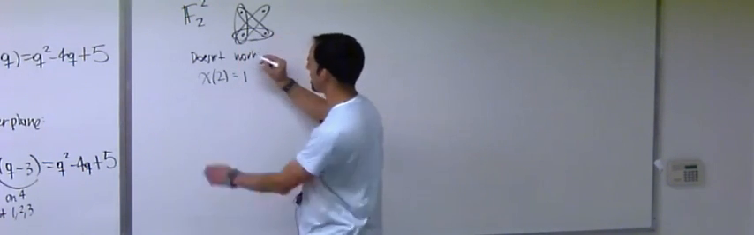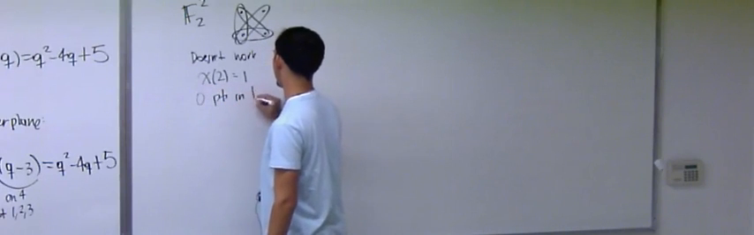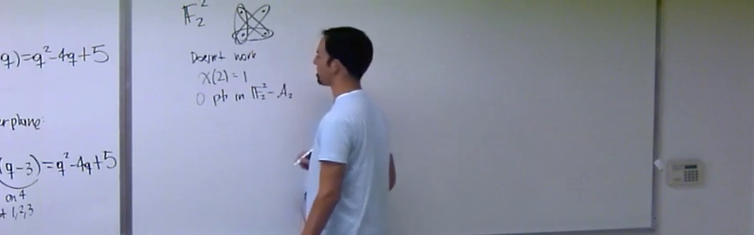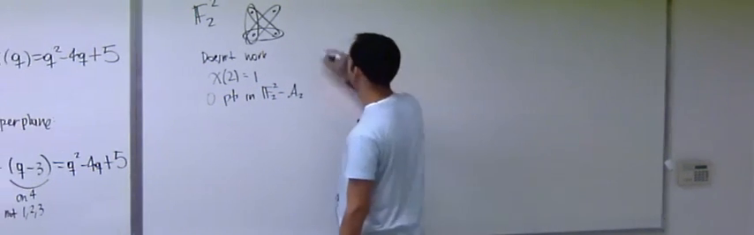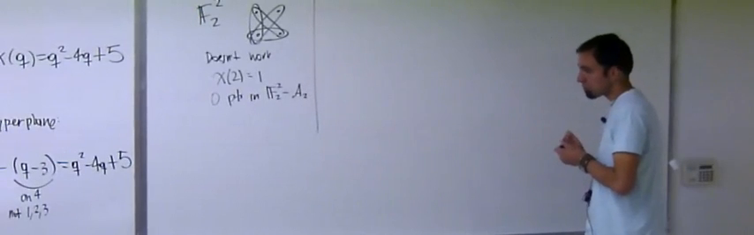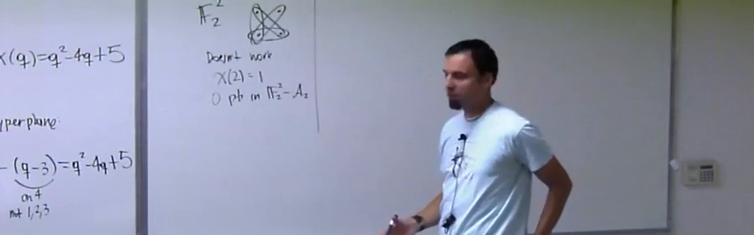Yet, there's 0 points in my F2 squared minus the arrangement. And this is basically the kind of thing that's going to go wrong. Okay, so let's just compute.